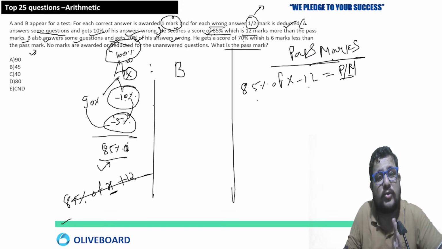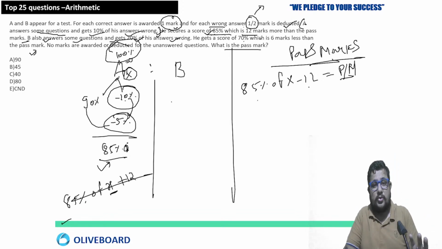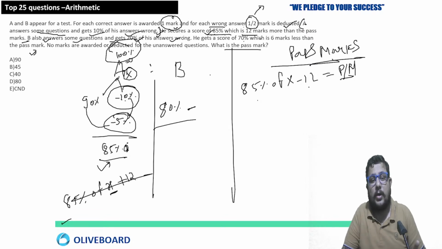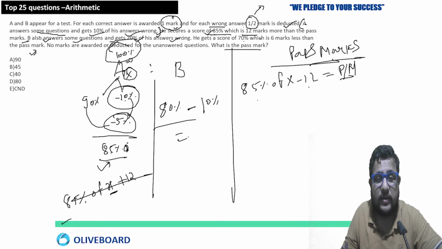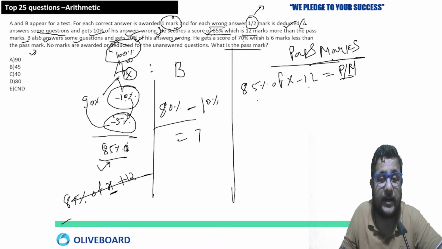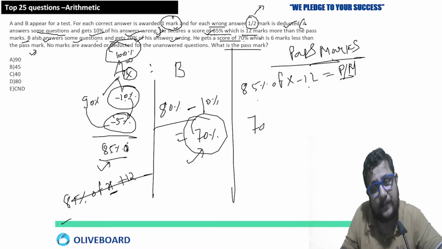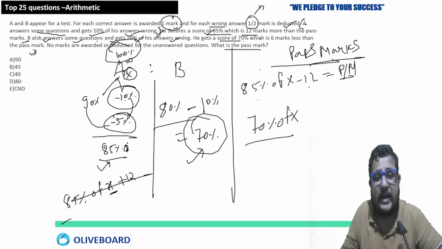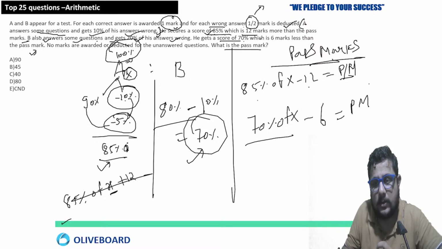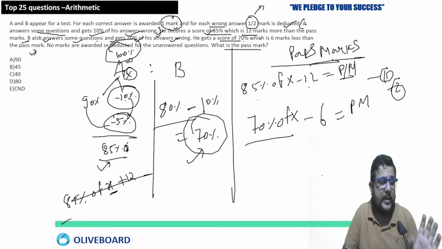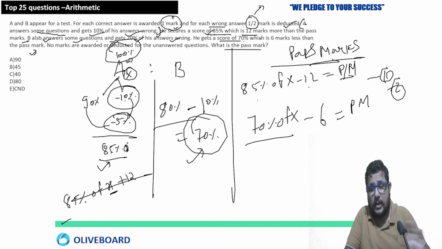In the condition of B also the same thing is given. He answered 20% wrong, whatever he attempted. So he gets 80% of the attempt minus half of the wrong answers, 10% more deducted, because 20% by 2 is 10%. So 70% of the attempt. He gets a 70% score, so 70% of the total marks, as he attempted all the questions, which is 6 marks less than the passing marks. Just compare both the equations and you will get the value of X.